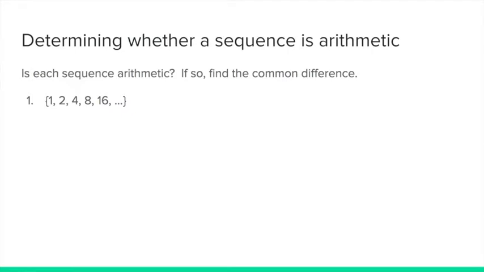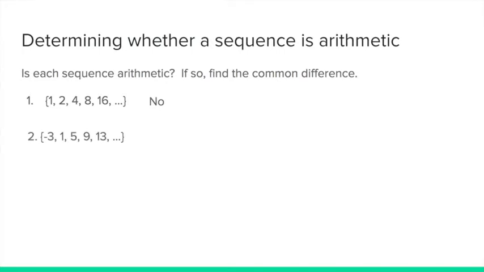So first thing we need to be able to do is identify if a sequence is arithmetic. So looking at this first one, we see that we would add 1 to go from 1 to 2, but we'd have to add 2 to go from 2 to 4, and then we'd have to add 4. So the thing that we're adding each time is different. So this is not an arithmetic sequence.